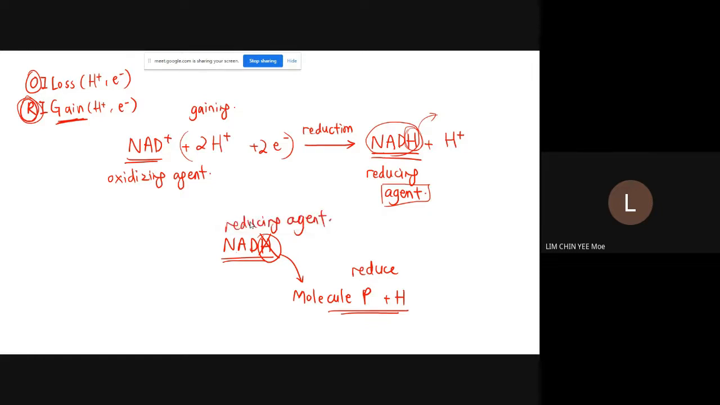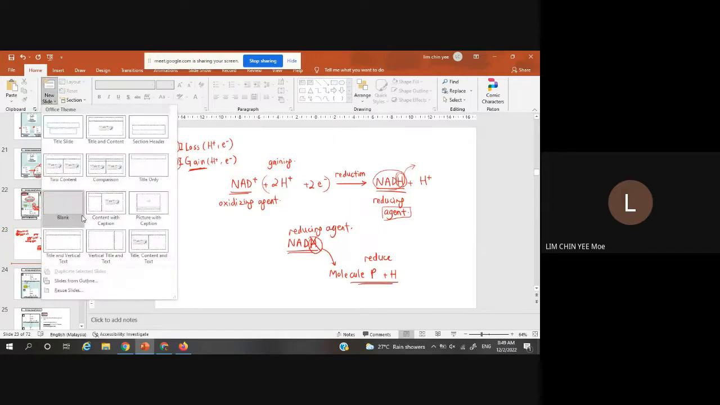What about the case of FAD? Now you have to tell me that which one is the reducing agent, which one is the oxidizing agent. I nak the lucky yang jawab lah. Except Jordan. FAD now become FADH2. Right, FAD nak jadi FADH2, reduction ke oxidation? Reduction. Reduction. Very good.